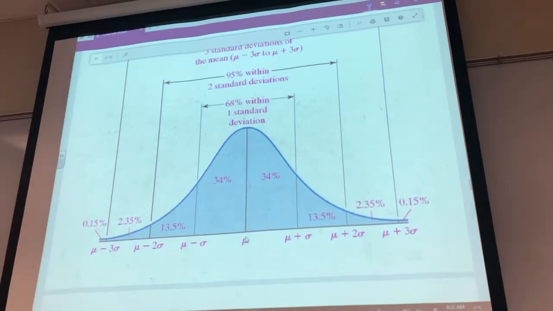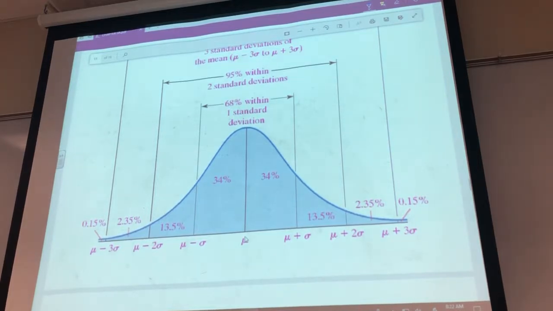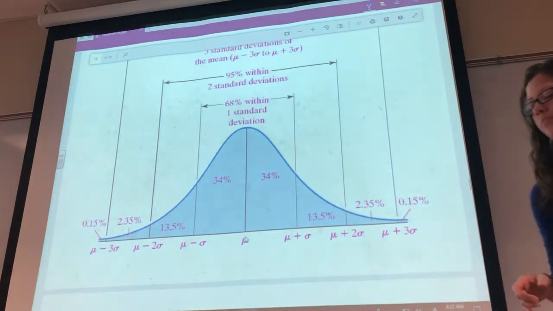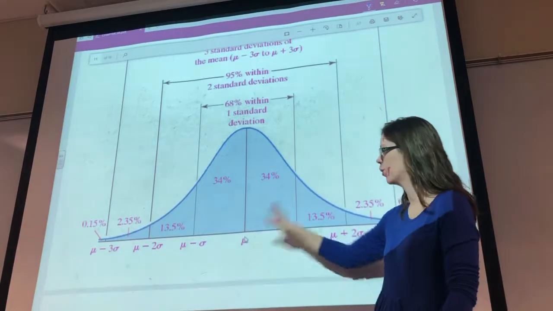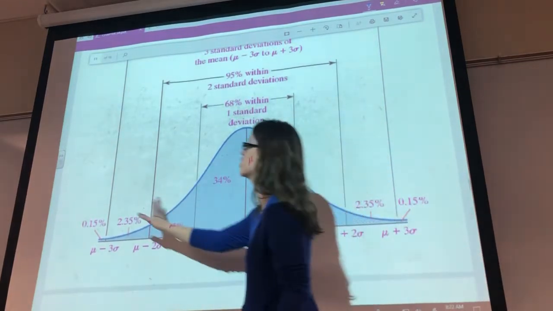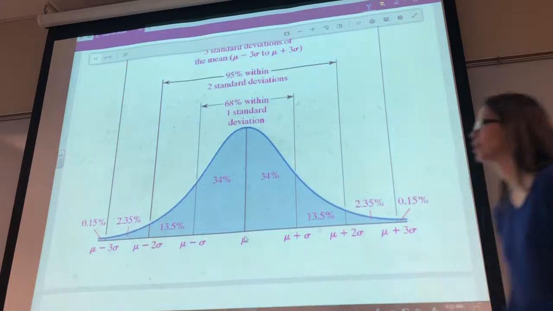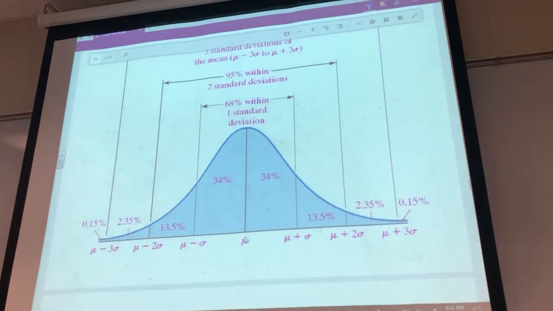We'll talk about z-scores later. So we're just saying how far away you are from the mean in terms of standard deviation. So if you're one standard deviation above the mean or two standard deviations below the mean, that's what we're going to be looking at here. And we'll come back to it when we talk about z-scores later.